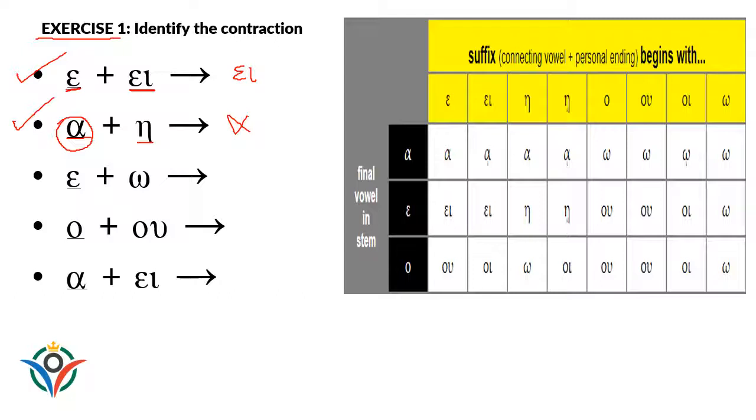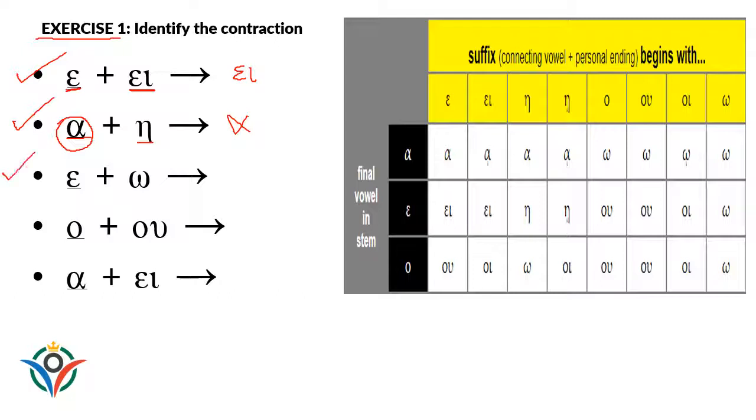Let's just check if we are correct. All right, so we have alpha here. Let's find our eta at the top. All right, and where they intersect, we'll have our contraction. All right, so yes, it is an alpha. Okay, so as you can see, the chart of contractions is very helpful to confirm that we have understood the rules correctly. But once again, I just want to emphasize the importance of learning these contract rules. It really would make parsing a lot easier for you going forward.